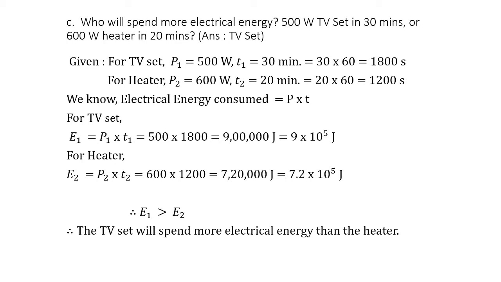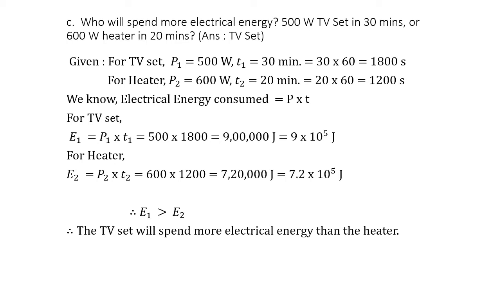Now again we have the same formula. We know that electrical energy consumed is equal to P into T. How much electric energy will an appliance consume? That is nothing but power into the time for which the current operates. Correct? So for the TV set, E1 is the energy consumed by the TV set, which is equal to P1 into T1. Power of the TV set into the time for which the TV is operated. So that is 500 into 1800, which equals 9 lakh joule. You can write it as 9 into 10 raised to 5 joule. We know that joule is the unit of energy.